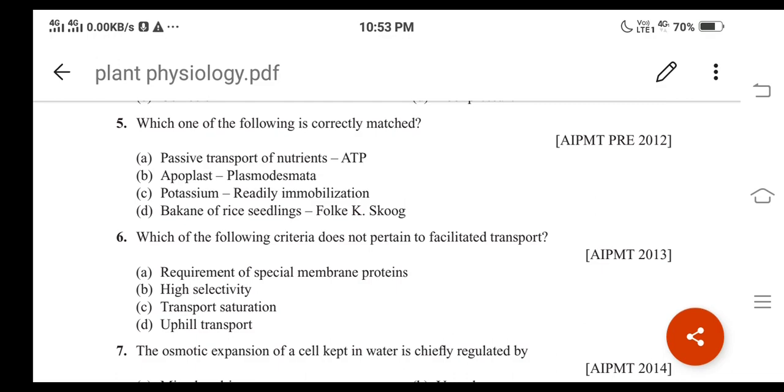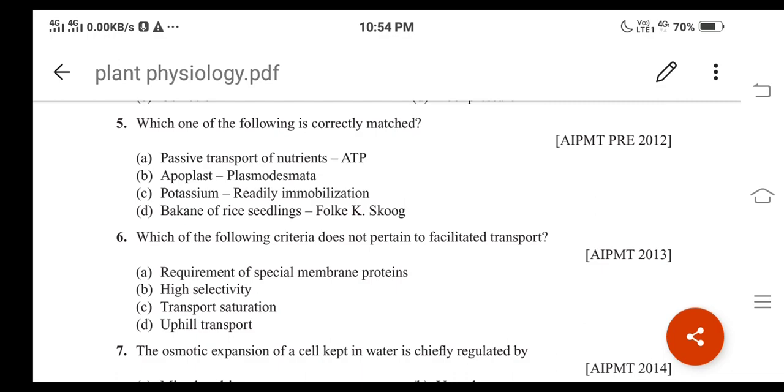Which of the following criteria does not pertain to facilitated transport, right? And what are the different options here? Requirement of special membrane proteins, then high selectivity, transport saturation, then uphill transport, right? Regarding facilitated diffusion or facilitated transport, it requires the special membrane proteins. This is the correct one. It is said to be highly selective. Okay, that is also correct. And we observe transport saturation.